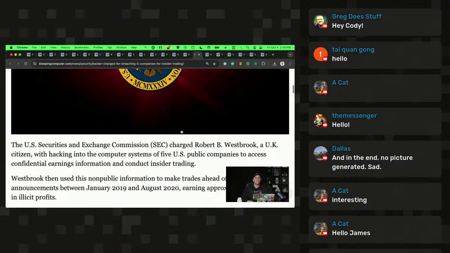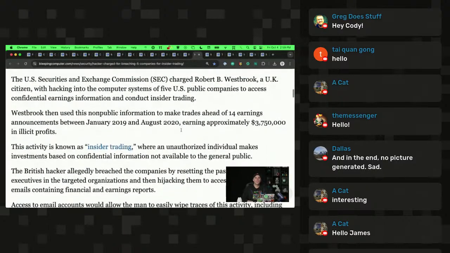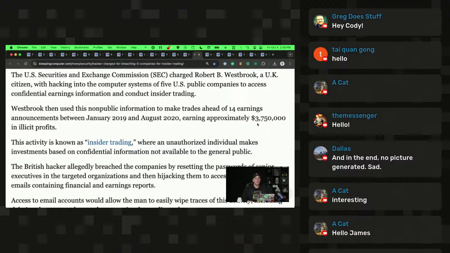You just wanted to quietly trade on the back end and make $3.7 million in profit by trading on information that was not publicly available. So if you were able to reset the accounts of executives, go in there, rummage around in their emails, and then just dip, what would you do?